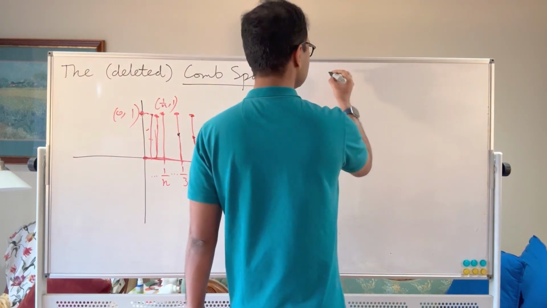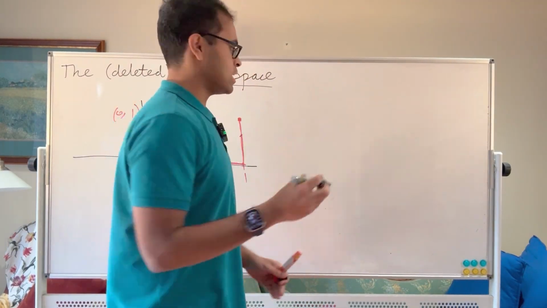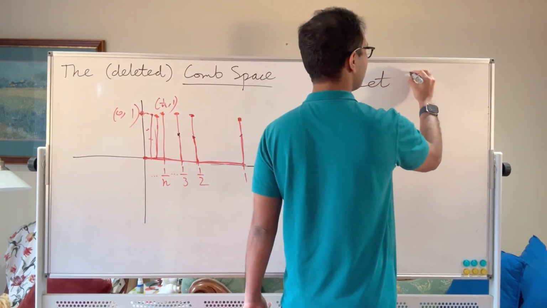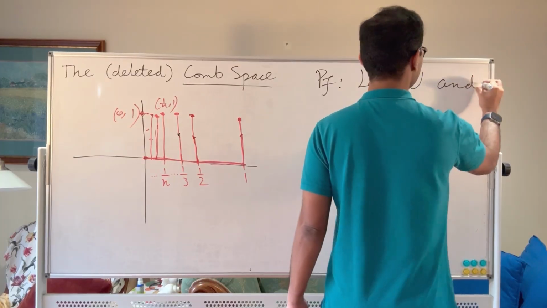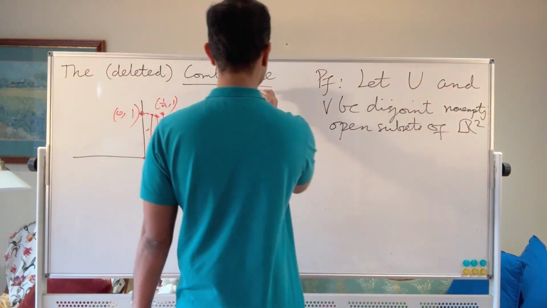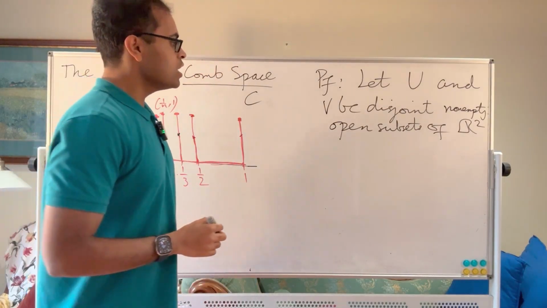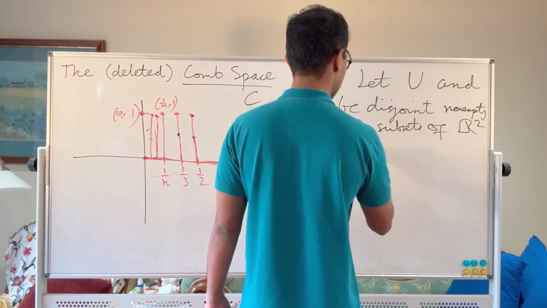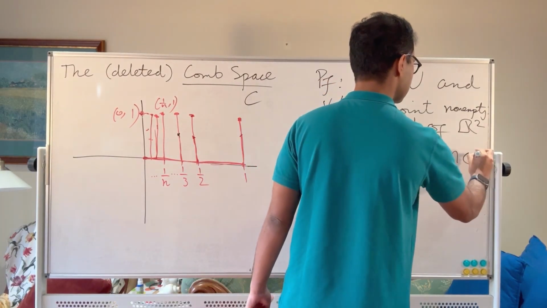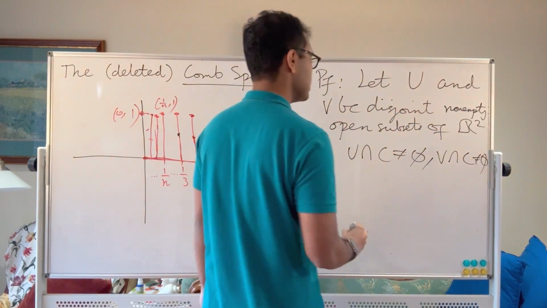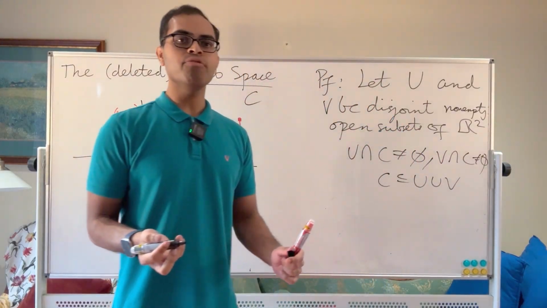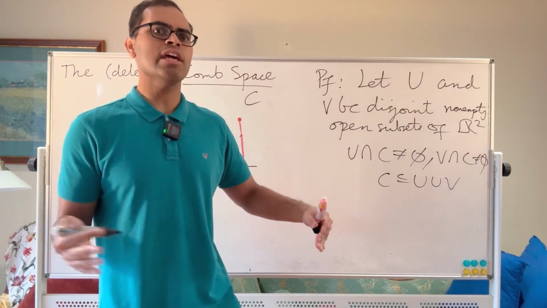So here's the proof. Let's assume for a contradiction it's disconnected. So let U and V be a separation of X. Let U and V be disjoint non-empty open subsets of R^2, and let's call the comb space C, C for comb, such that U intersection C is non-empty, V intersection C is non-empty, and such that C is contained in U union V. That's what we are starting off with. That means it's disconnected, and we're going to get a contradiction.